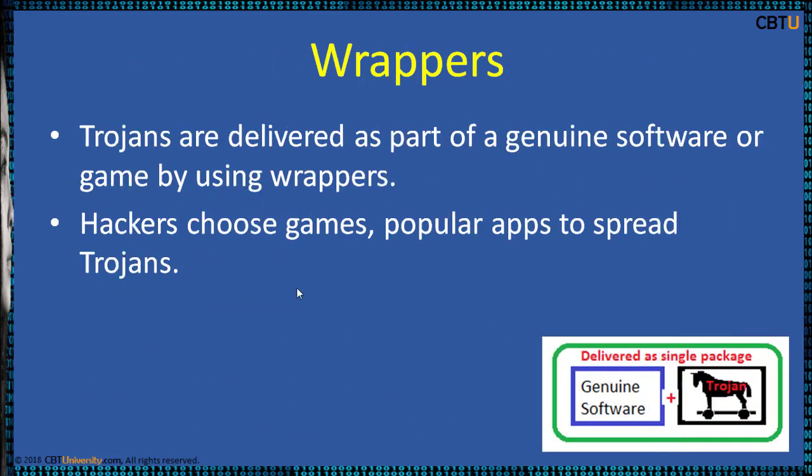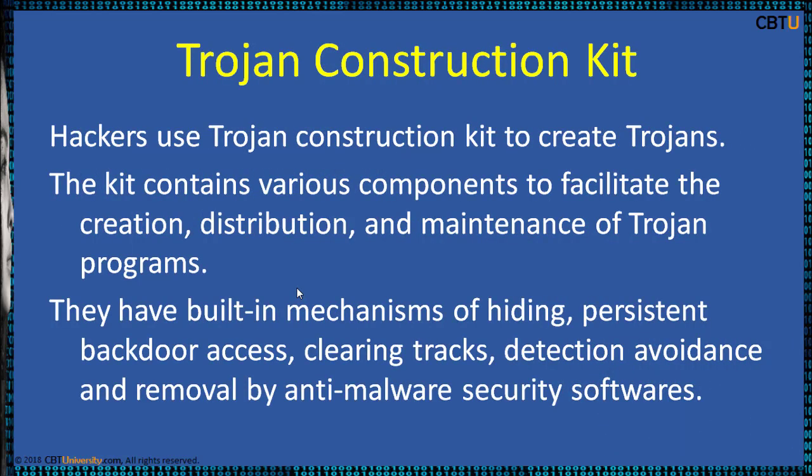Wrappers attach a Trojan with a genuine exe and make them a single executable. When the genuine software is installed, users do not notice that a Trojan is also being installed in the backend, along with the genuine application in the front end. Hackers generally choose games and popular apps to spread Trojans. Trojans are created using a construction kit. The kit contains various components to facilitate the creation, distribution, and maintenance of Trojan programs. They have built-in mechanisms of hiding, persistent backdoor access, clearing tracks, detection avoidance, and removal by anti-malware security software.